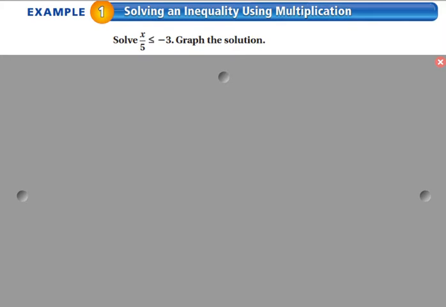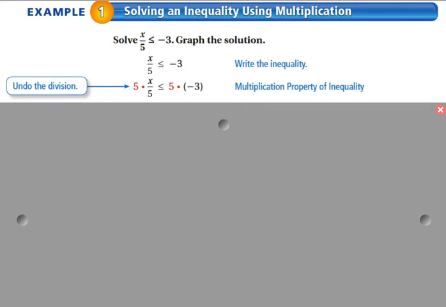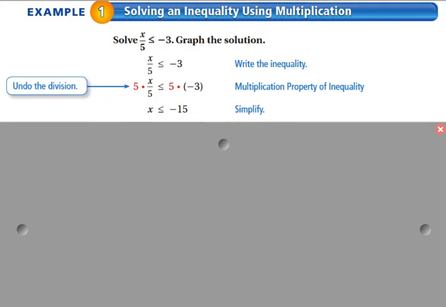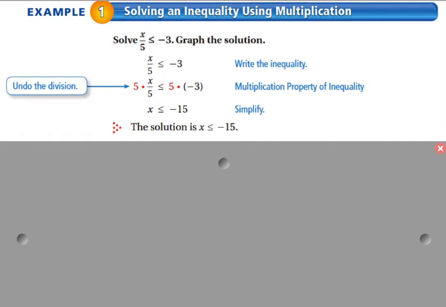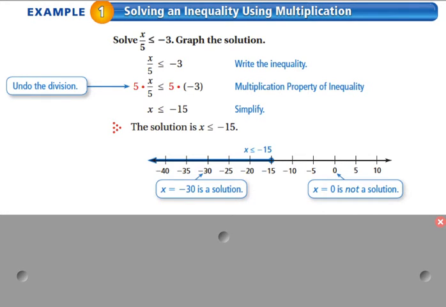So let's look at our first example. X divided by 5 is less than or equal to negative 3. We would multiply both sides by 5. And x divided by 5 times 5 is x. So we get x is less than or equal to negative 15. And that is our solution. And you can see a nice graph of it. The boundary point is included, so it's filled in. And then for every number less than, we draw the arrow facing the smaller numbers.